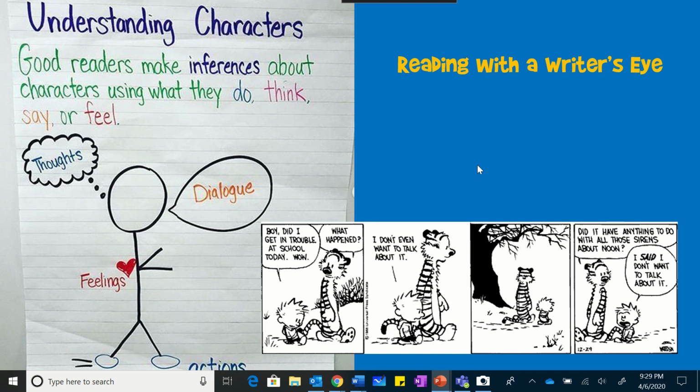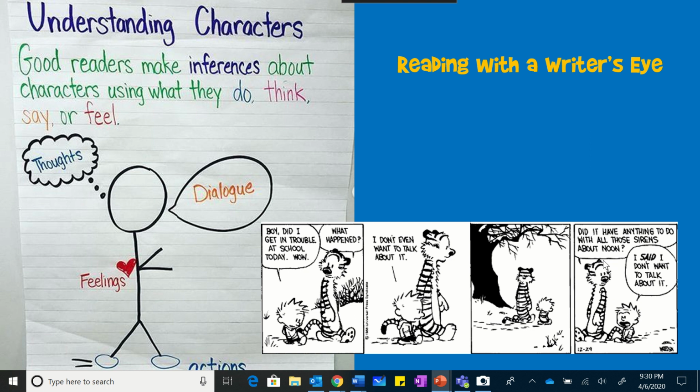So look at this comic, Calvin and Hobbes. Let's talk about what we know about the character of Calvin by what he does in this comic. "So, boy, did I get in trouble at school today." "Wow, what happened?" "I don't even want to talk about it." They walk in silence, and Hobbes goes, "Well, did it have anything to do with all those sirens about noon?" "I said, I don't want to talk about it." His reaction lets you know he was the reason for those sirens. So what did he do? Well, that's up to the reader to decide. But in my head, it can't be good.